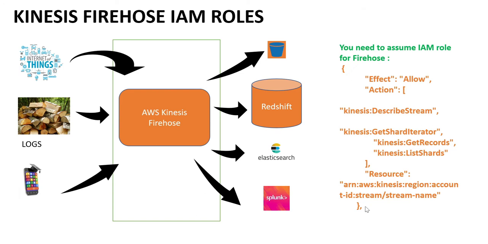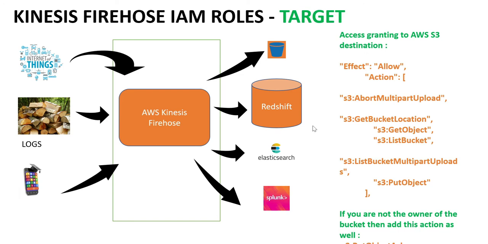Now once you have assumed the role, you will have to give these access also to describe the stream, like what are the streams here. You have to get the shard iterator so that you can start from that point only in the next batch, get records, list the shards. This access you have to give to perform these operations. Now your target suppose is S3. So in order for Firehose to write to S3, you have to give that privilege also. What you will do is use these actions about multi-part upload.